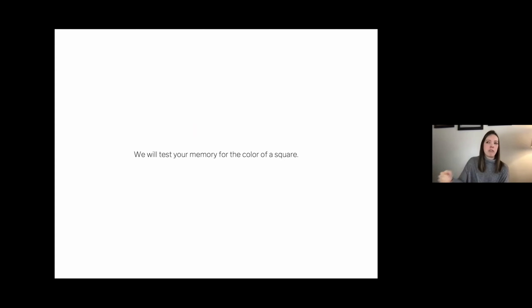What about internal information? So what if I instead said, we will probably test your memory for the color of a square? Can you use that information retroactively to flexibly redistribute those resources?